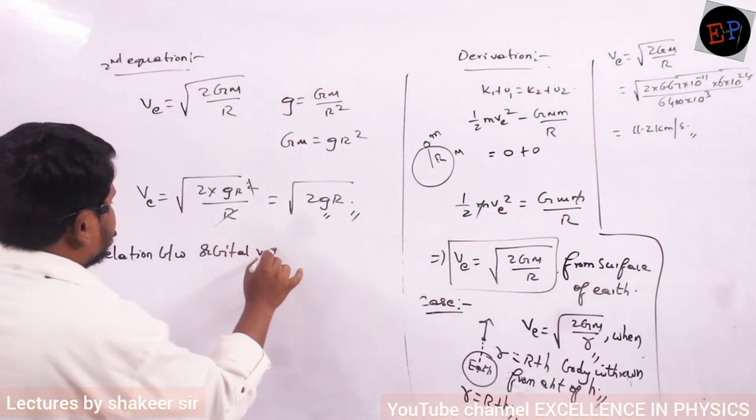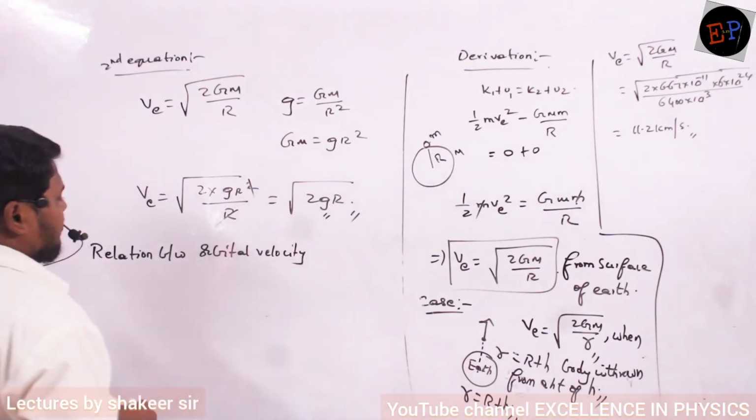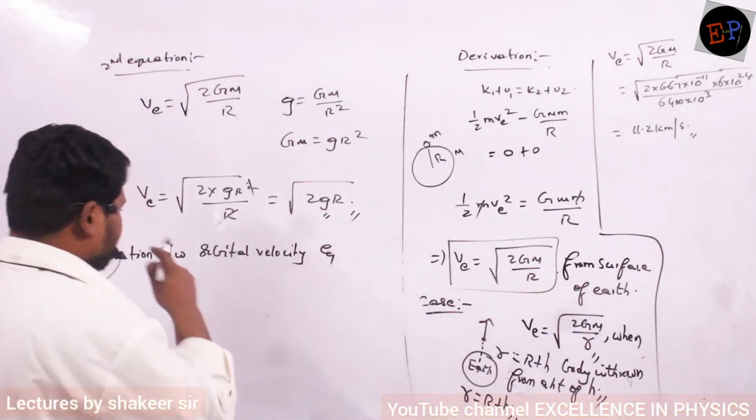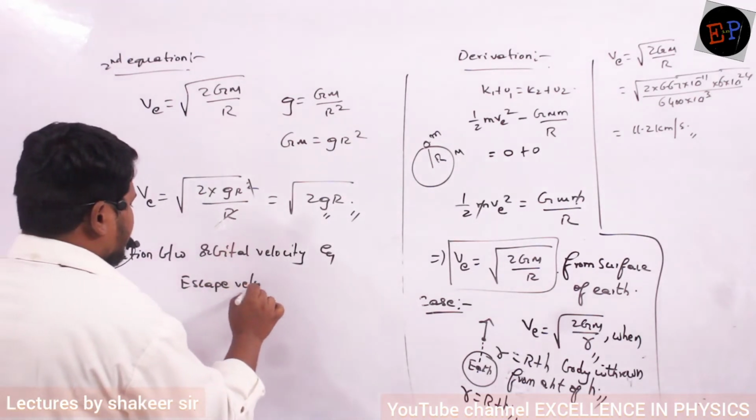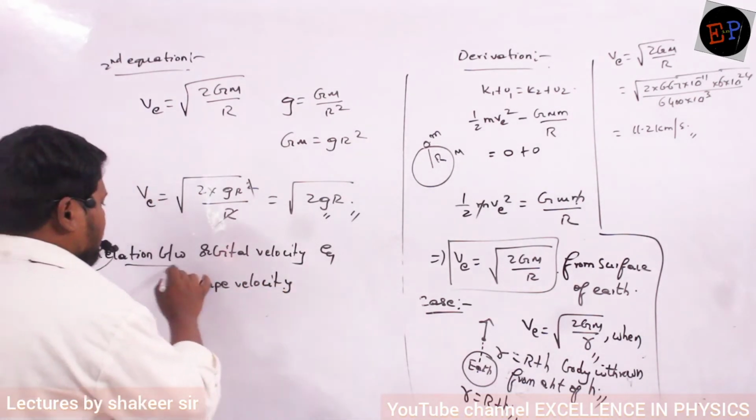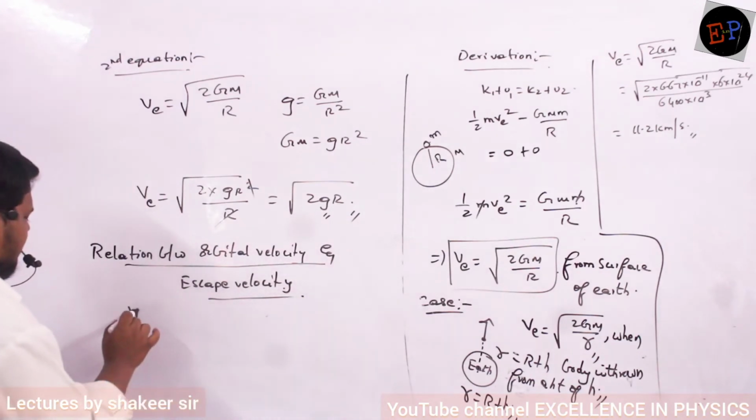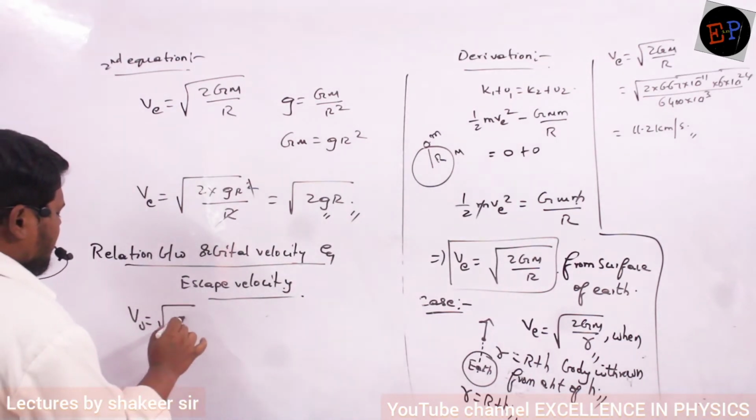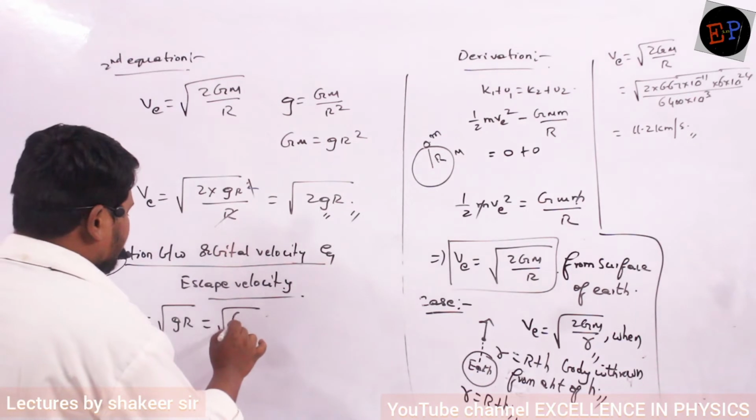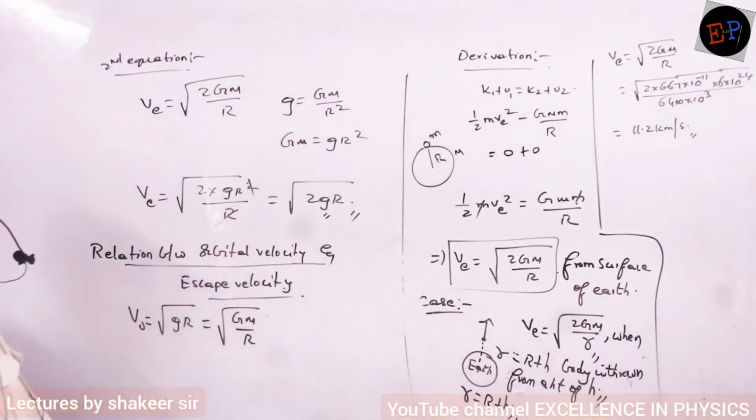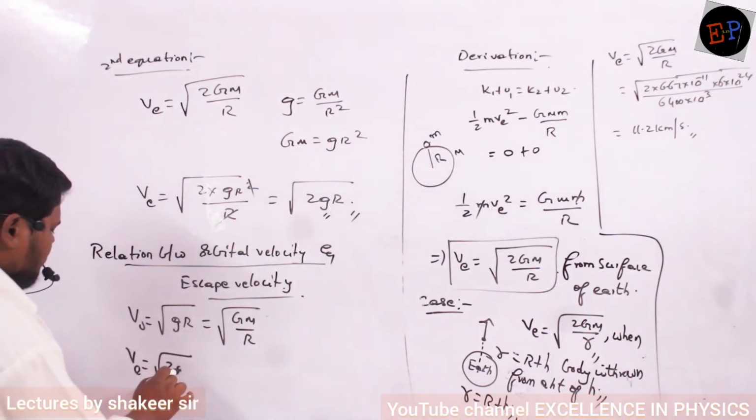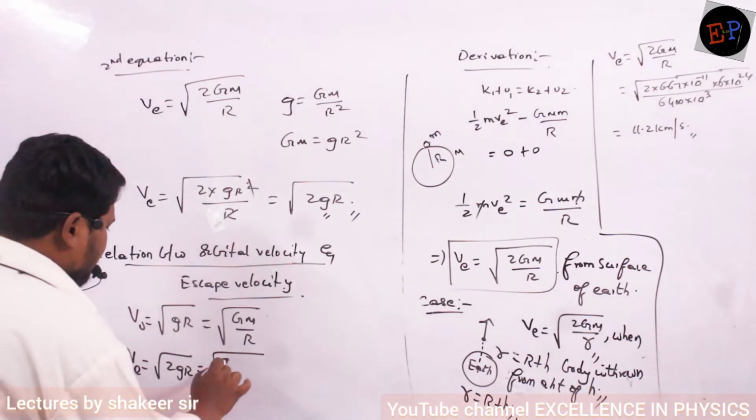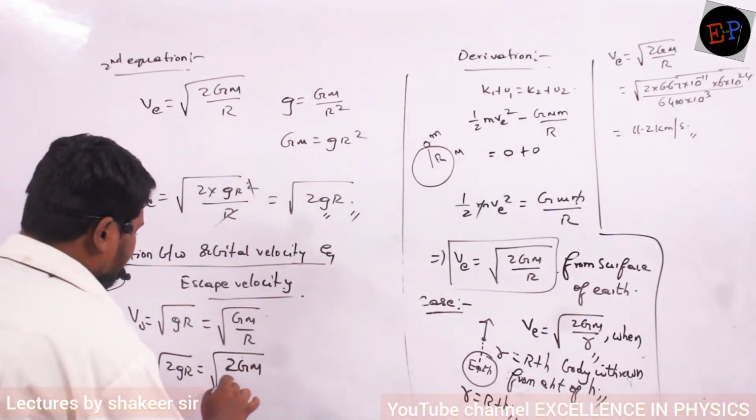Next, relation between orbital velocity and escape velocity. What is the equation for orbital velocity? Orbital velocity is equal to square root of g into r, or I can write square root of capital GM divided by r. This is the equation for orbital velocity. What is the equation for escape velocity? Square root of 2g into r, or square root of 2GM divided by r.